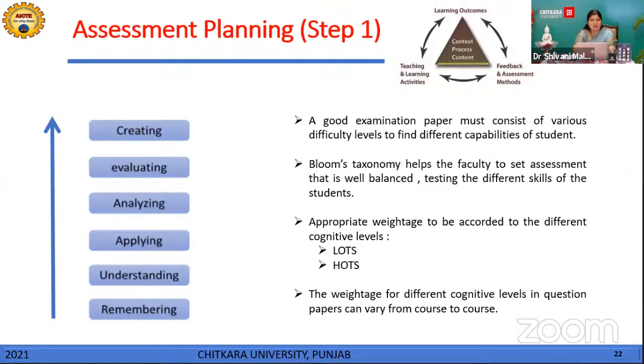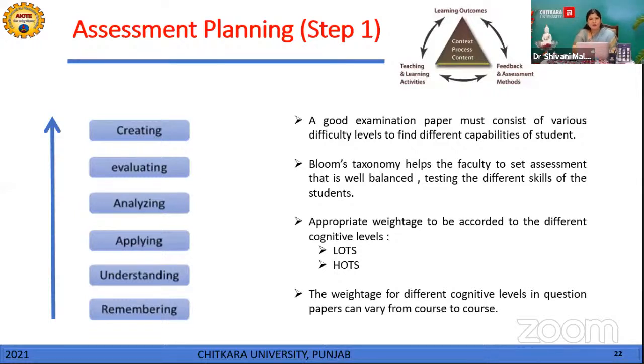It should have different difficulty levels in order to find out the different capabilities of students. And Bloom's taxonomy helps us in that case. It helps the faculty set an assessment which is balanced, testing the different skill levels amongst the students. Then the appropriate weightage should be accorded to the different cognitive levels. The entire Bloom's taxonomy of 6 levels has been divided into 2 cognitive levels. One is LOTS, low order thinking skills: remembering, understanding and analyzing. And HOTS: applying, analyzing, evaluating and creating. These are high order thinking skills. At times, analyzing comes under low order thinking skills as well as under high order thinking skills, depending on how we need to evaluate them.